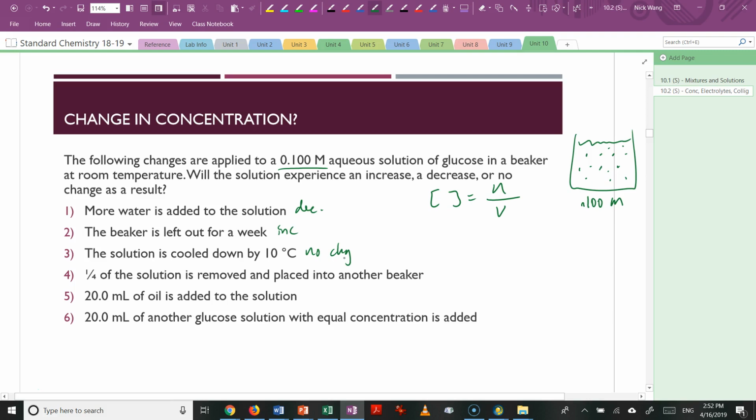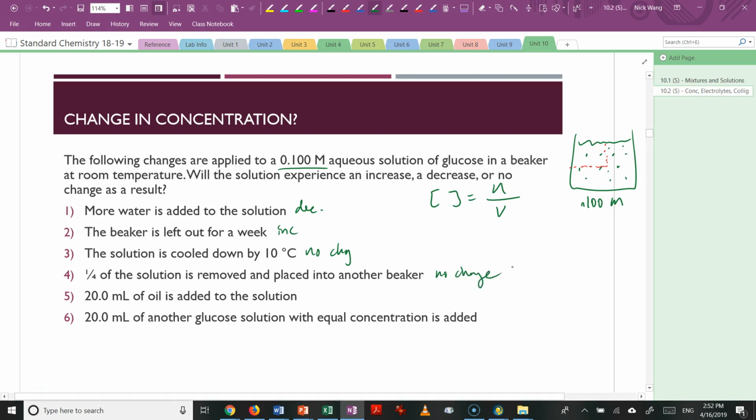A quarter of the solution is removed and placed into another beaker. So I take out a quarter of the solution. Let's go ahead and chunk this out. That's about a quarter of it. Well, the actual ratio of particles to volume is still more or less the same. So at the end of the day, this one's going to be no change.